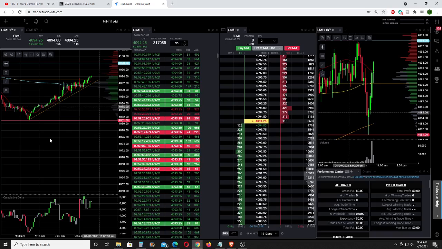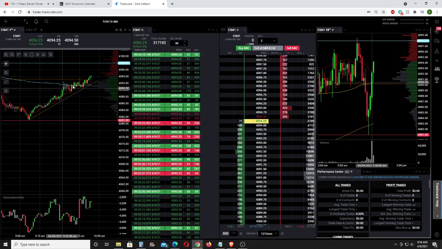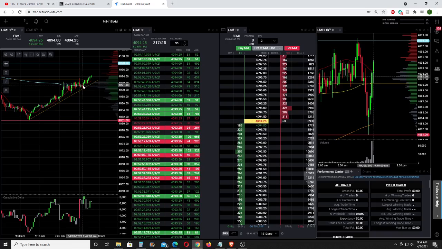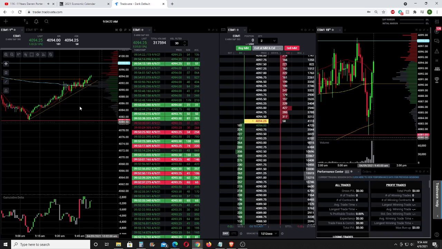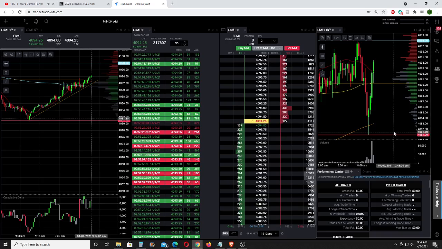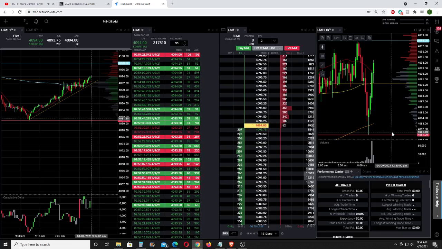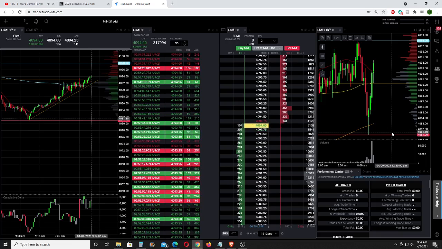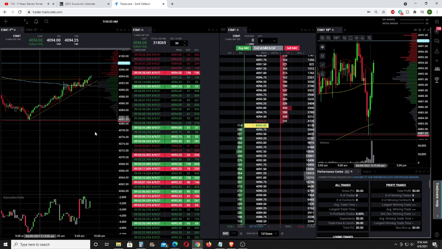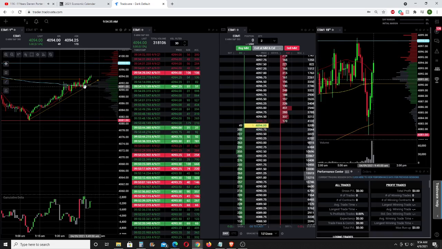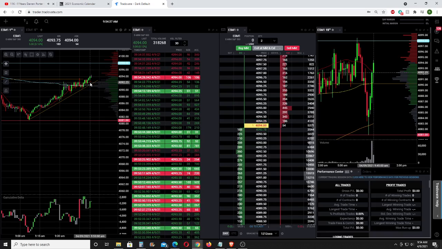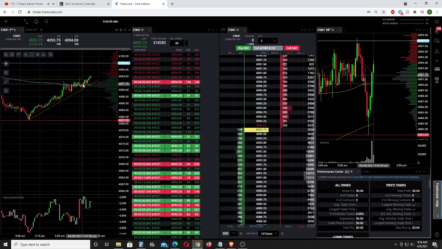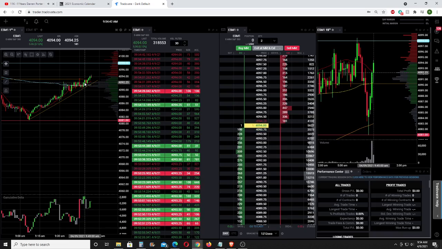Don't want to chase right now. If I wanted to get long, I should have gotten long around this area. Now we're just chasing if I decide to go long. Don't want to chase. This would have been a good area to go long right there when it closed. The 1 minute close above the VWAP and the 9-period moving average was a good place to go long.